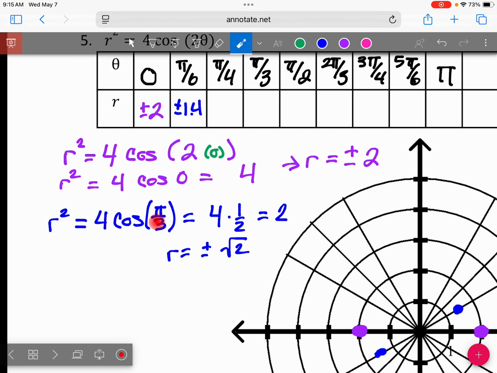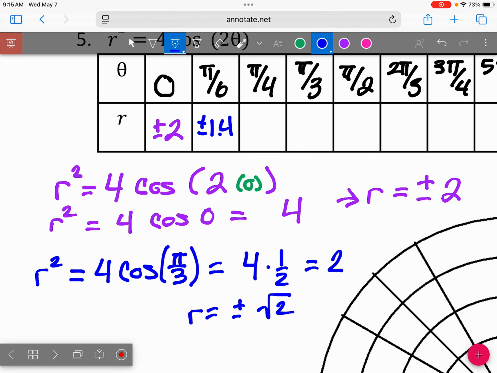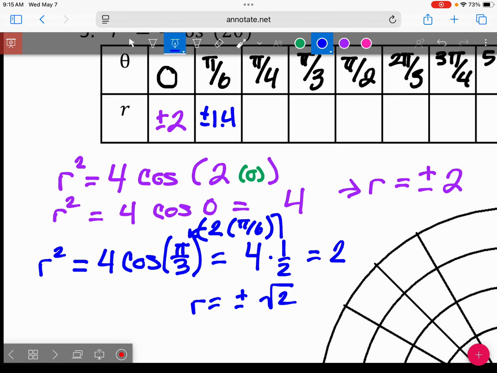I took the pi over 6 times the 2 in here. So this is the 2 times our theta times our pi over 6. I just simplified it to get the pi over 3, because pi over 6 times 2 is pi over 3.